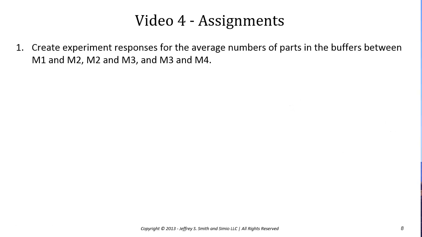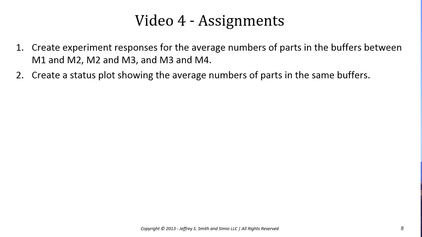The assignments for this lab are as follows. First of all, create experiment responses for the average numbers of parts in the buffers between M1 and M2, between M2 and M3, and between M3 and M4. So there are three separate experiment responses for you to create. The second task is to create a status plot that shows these same values: the average buffer contents between M1 and M2, M2 and M3, and M3 and M4.